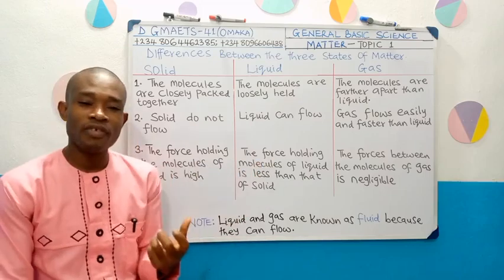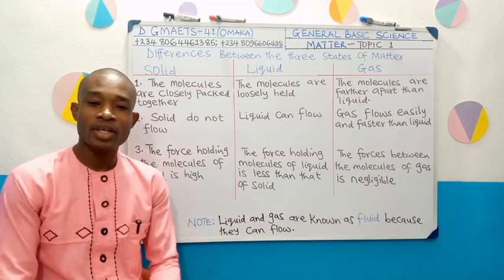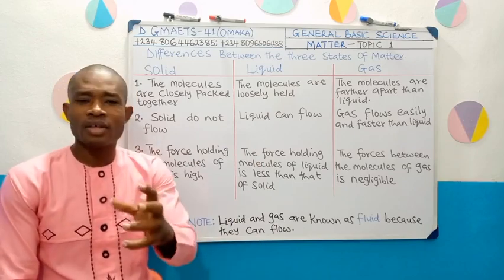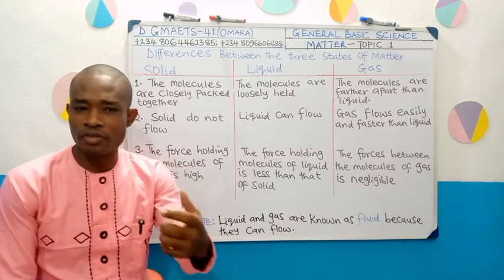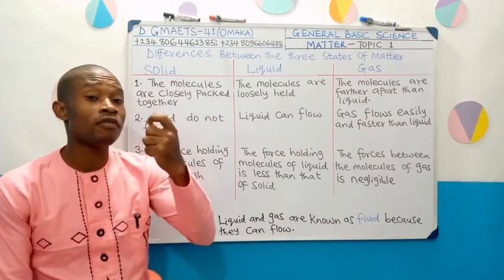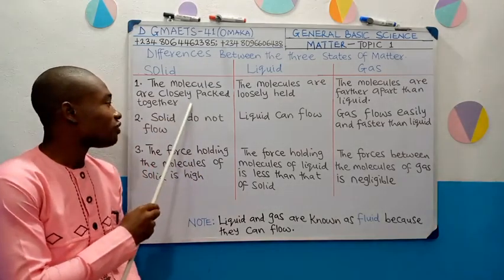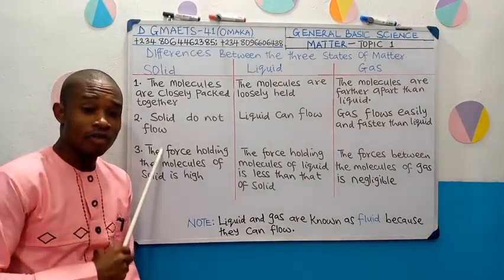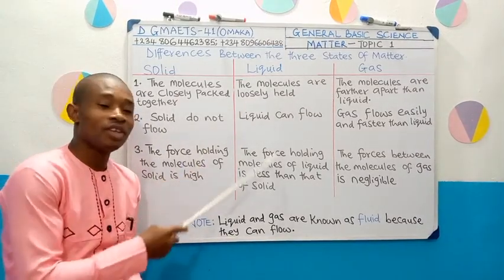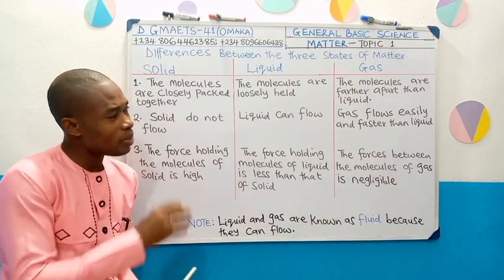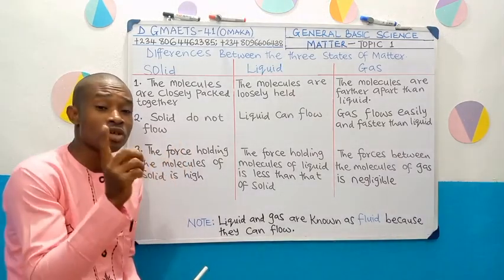These are some differences between solid, liquid, and gas as states of matter. You might be asked, what are the properties of solid, properties of liquid, or properties of gases? All you need to do is pick each of them here. You know, these things are the properties of solid. These ones are the properties of liquid. These ones are the properties of what? Gas.